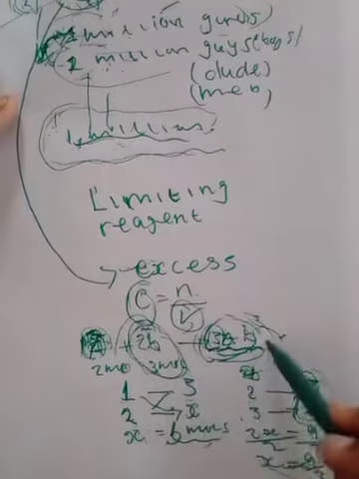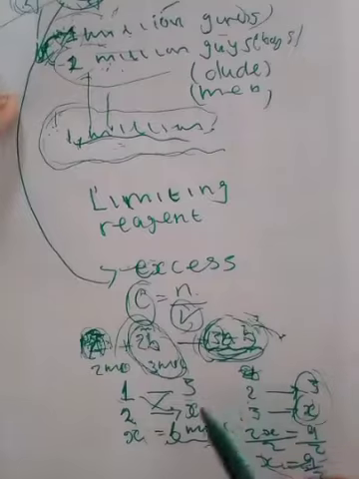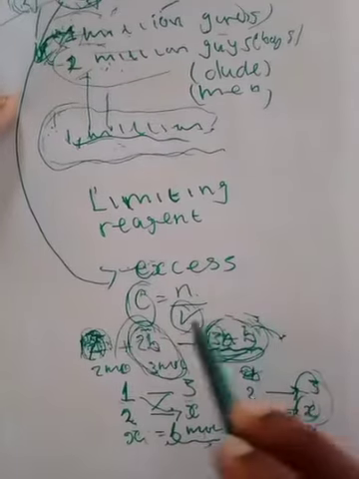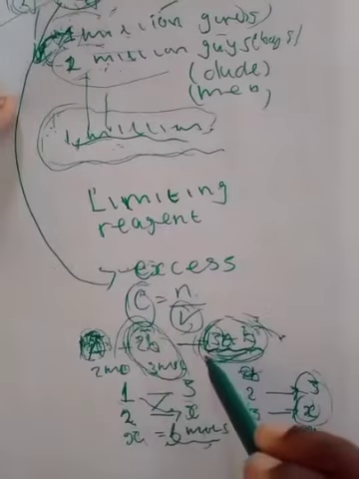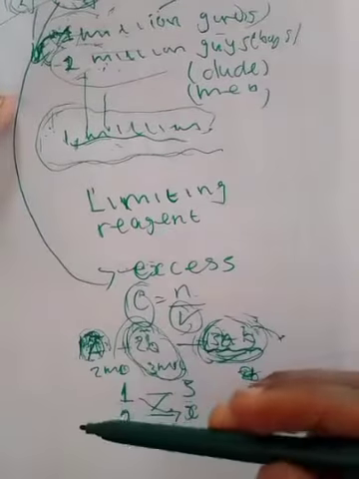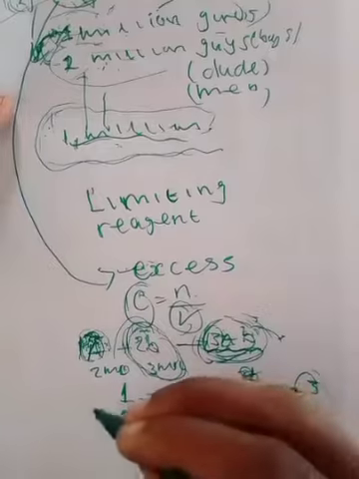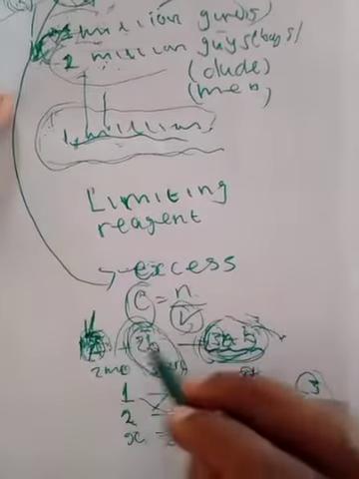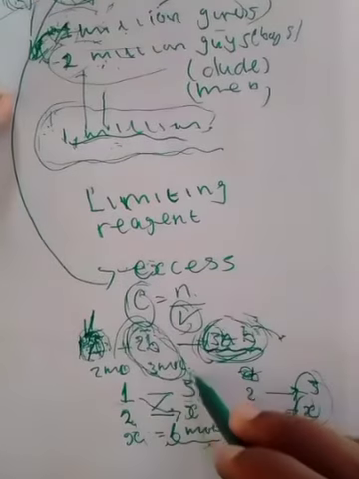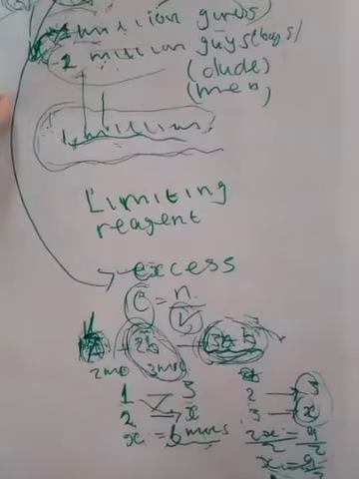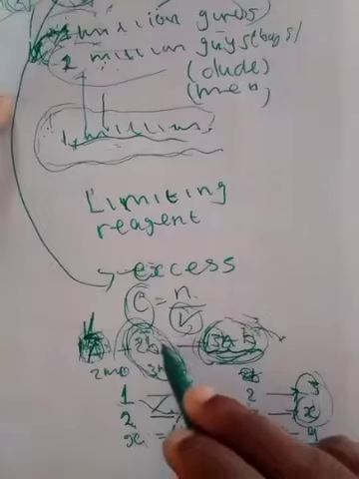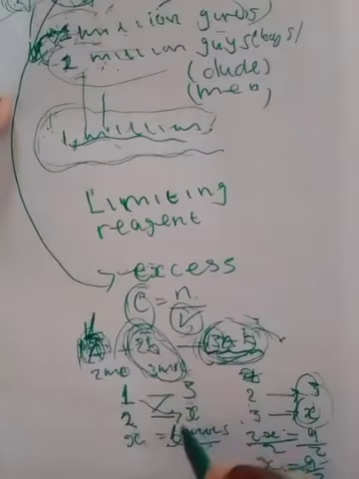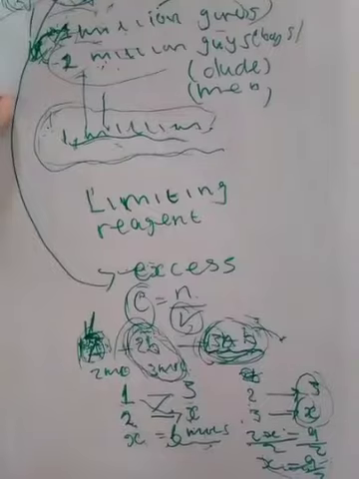So now, since this one is the smallest, it means that if it were to react alone, it would finish first. Okay, it would be depleted first, leaving this one alone. So you even say that this one, since it has the lowest number of moles, it will be considered to be the limiting reagent, and the one that is having the highest will be considered to be the one that is in excess. Now if you don't understand that, let me just quickly dive into the example.